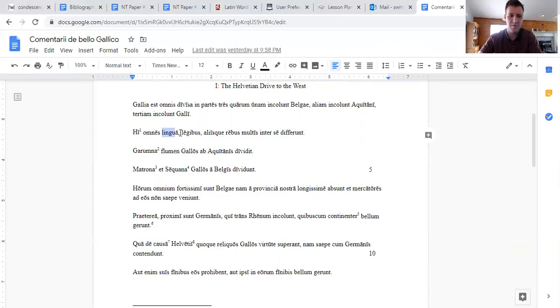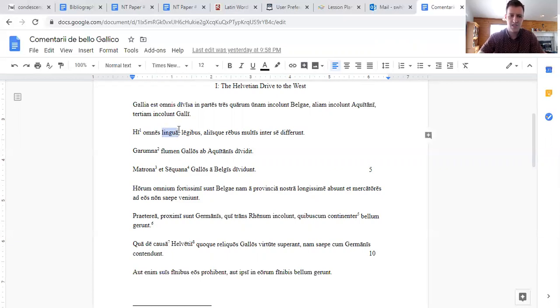and we have a couple ablatives now. Lingua legibus aliis quae rebus multis. So this is, and again, something we'll cover more explicitly on Monday, but this is what we can call an ablative of respect. So we have this verb, they differ among themselves. These ablatives are going to answer the question, how do they differ? Or regarding what do they differ?